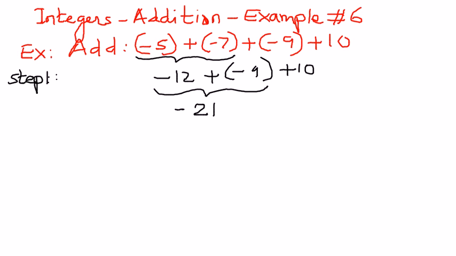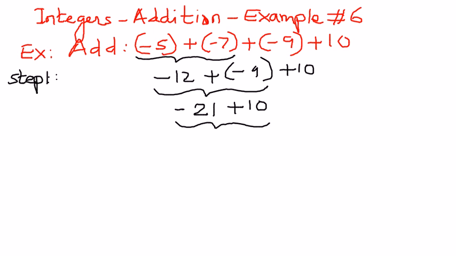front of it, because the sign for the largest absolute value is a negative sign. Therefore we put the negative sign there, and now we bring down the 10 which is left over. So therefore we continue the process till we have added all the numbers. So we have -21 plus 10.